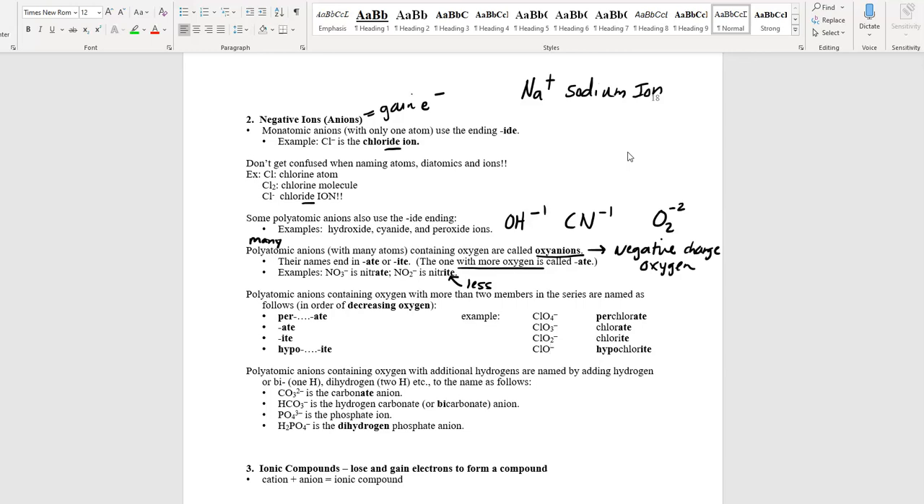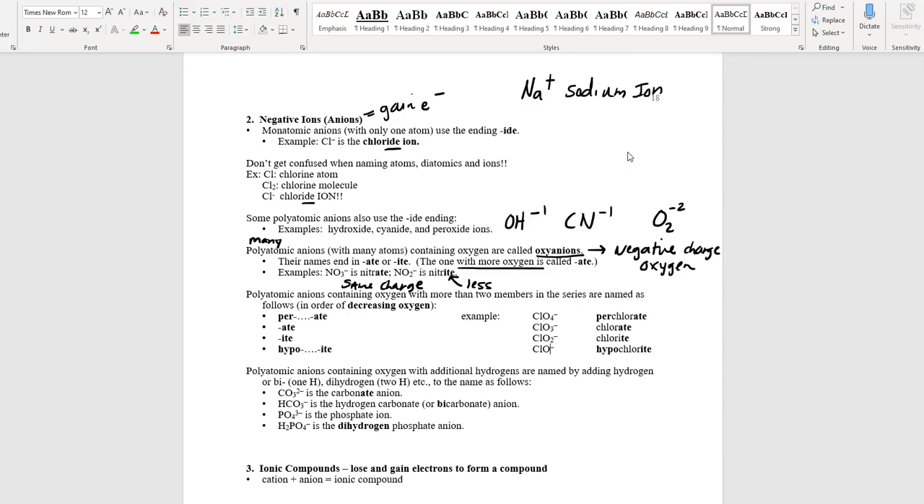Nitrate and nitrite, -1, -1, they got the same charges. So that makes it even easier too. And the other thing that doesn't change either is the number of nitrogens. The only thing that changes is the number of the oxygen that's bonded to it. So ATE is more oxygens, ITE is less oxygens. And you have the same charge for those particles.